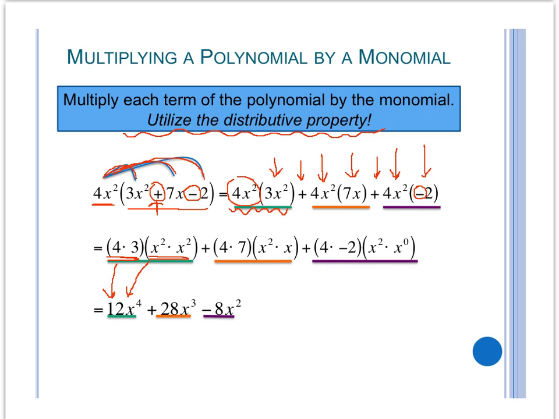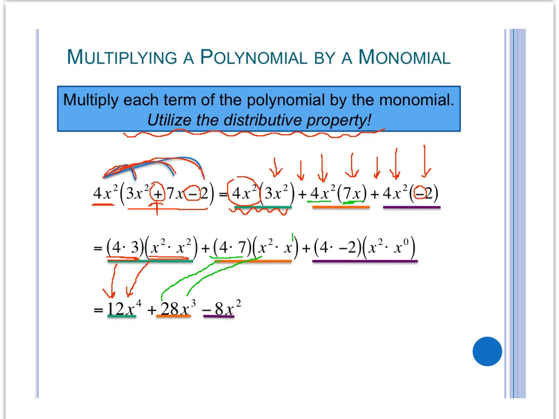Then we want to look at this second term that we've been working with. And again, start with the coefficients of 4 and 7. So 4 times 7, as you can see here, gives us 28. And then looking at the variables in those terms, we have x squared times x. Again, they have like bases, so we add the exponents, and remember this x is x to the first, so 2 plus 1 gives us x to the third.